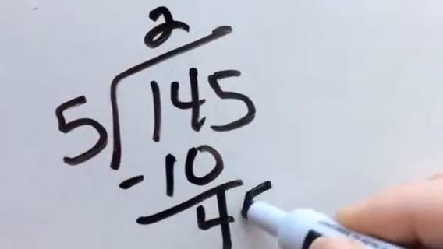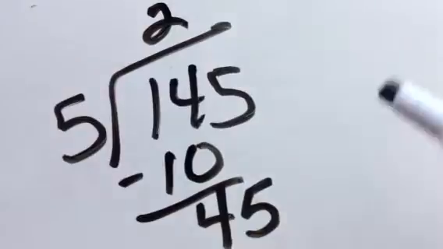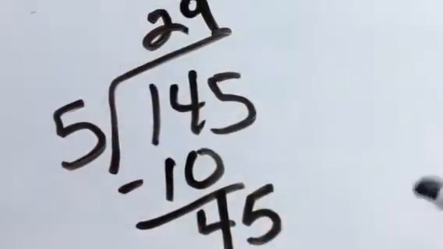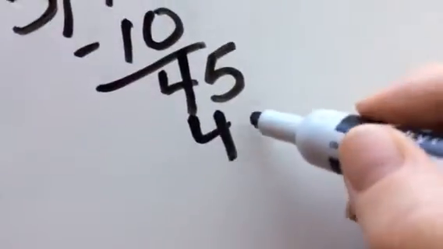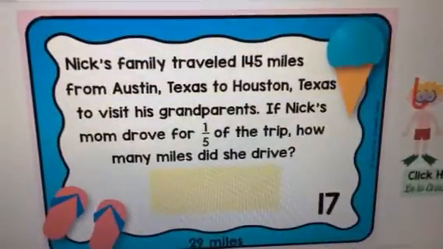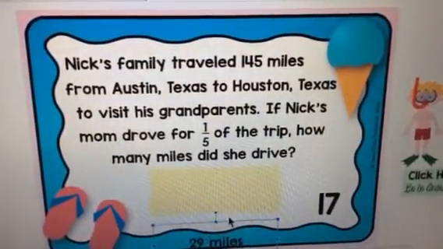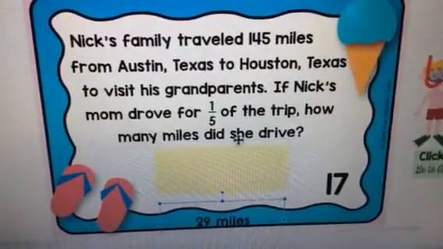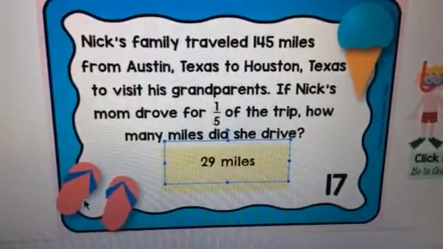Subtract. 5 goes into 45 9 times. So that means that his mom drove for 29 miles.